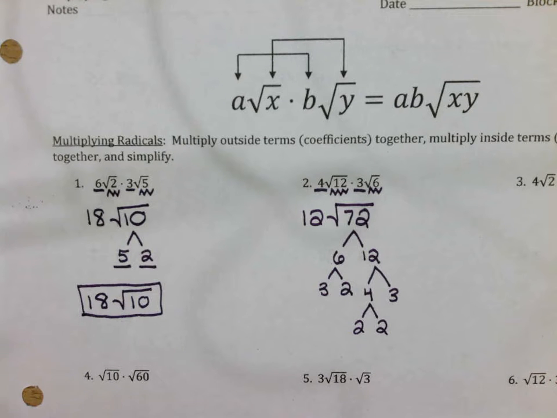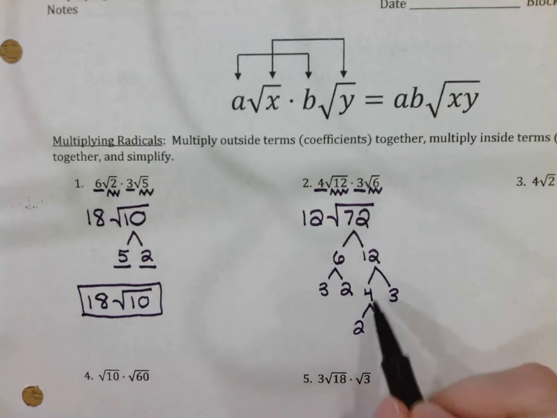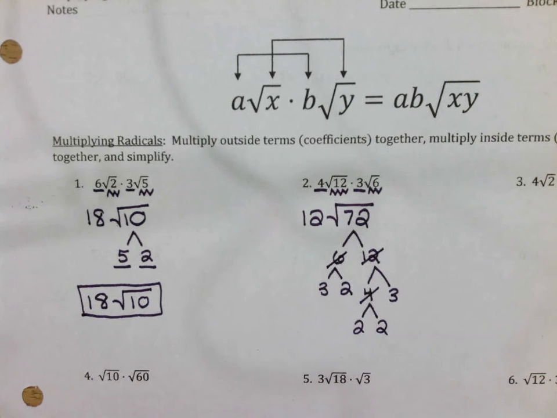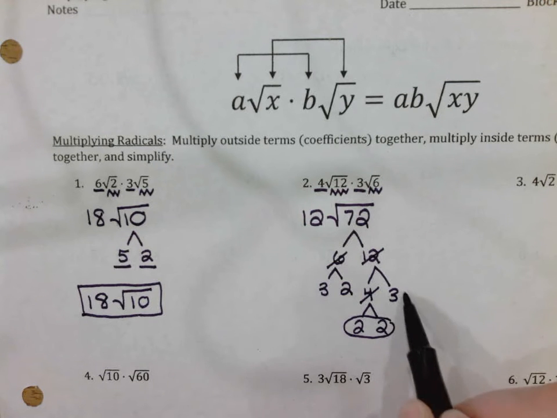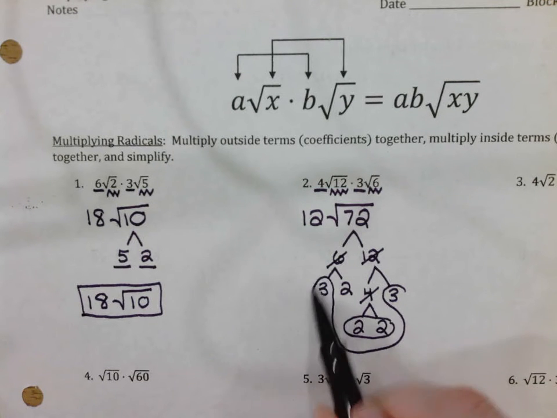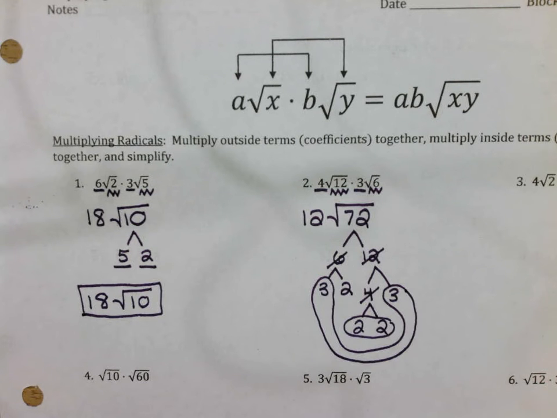So we want to circle pairs and underline our singles. And keep in mind, we only care about the numbers at the ends of the branches. So I don't care about the 4, the 12, or the 6 here, because those aren't at the ends. So here's a pair. Unfortunately, I made the 3's really far apart, but those are a pair. And then we have a single 2. So no matter how you did your factor tree, you should still have a pair of 3's, a pair of 2's, and a single 2.